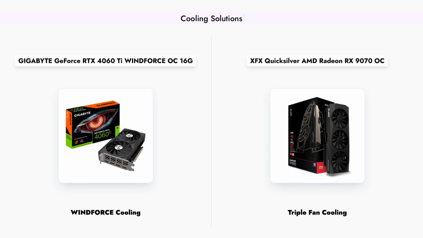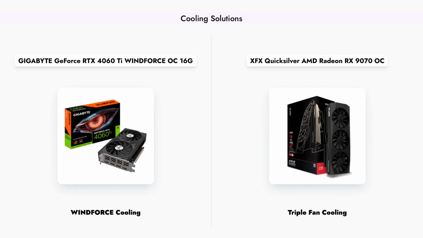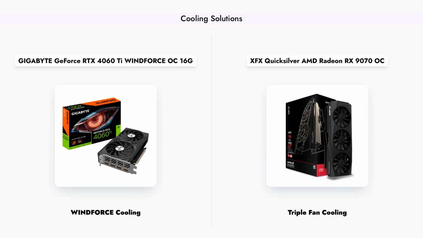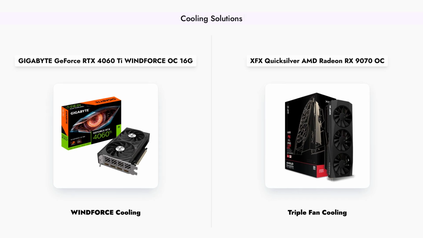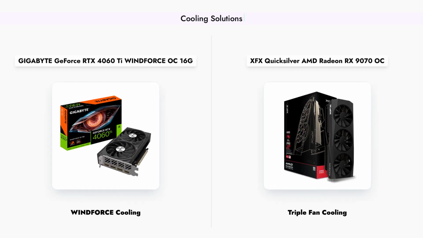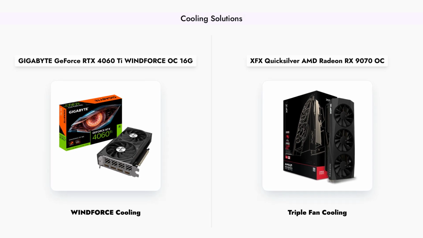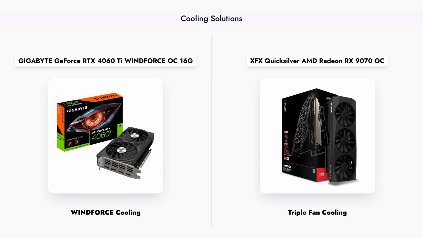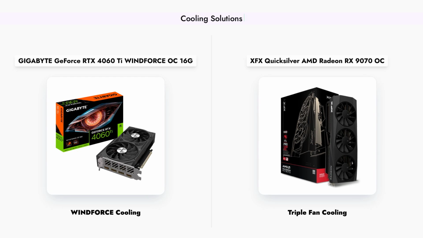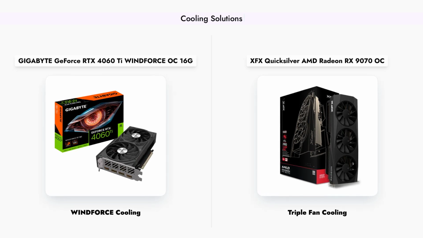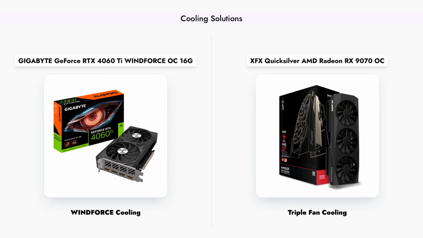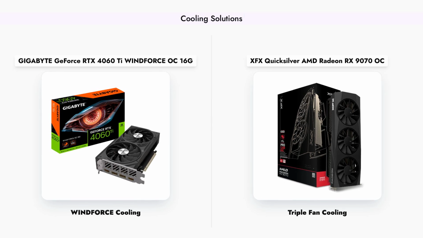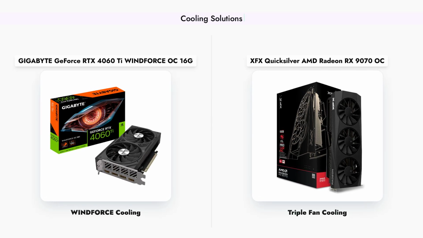The GIGABYTE RTX 4060 Ti features a Windforce cooling system, which includes dual fans designed to optimize airflow and minimize heat buildup. On the other hand, the XFX RX 9070 is equipped with a triple-fan cooling solution that enhances thermal management, allowing for higher boost clock speeds and better performance under load. Both cooling systems are effective, but the RX 9070's triple-fan setup may provide an edge in extreme conditions.